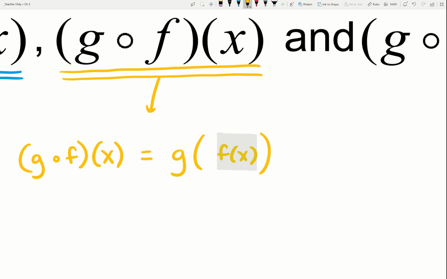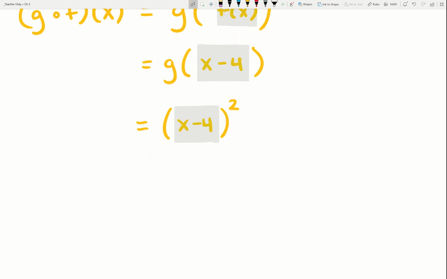Now, I don't want you to leave it like that. That's the factored form. I would like you to go ahead and expand this, and I'm not going to demonstrate how that's done. You can look to a previous video for that. This could be something that you FOIL out or use one of your special product formulas for, but I will tell you that what you will end up with here is x squared minus 8x plus 16 as the recipe for how to get the output given the input for g of f.